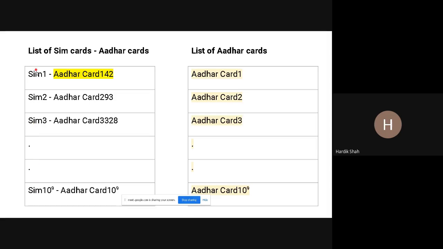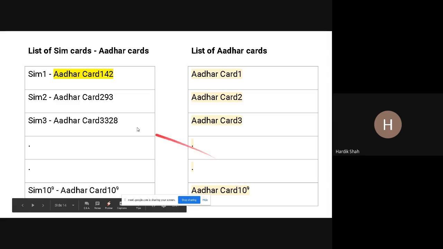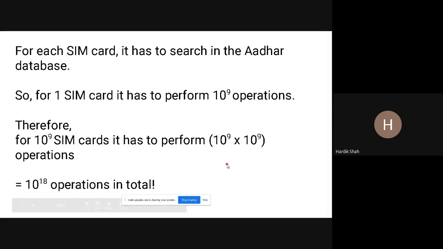So I will have to perform 10 to the power 9 operations just to find my SIM card, right? And once I have found my SIM card, I would have its corresponding Aadhaar card. But yet again, to find the residential address of that respective Aadhaar card, I will have to go through this list to find the Aadhaar card number and then retrieve its address. So that would be about 10 to the power 9 operations for finding a SIM card and 10 to the power 9 operations for finding its relevant Aadhaar card. So that would be about 10 to the power 18 operations in total.